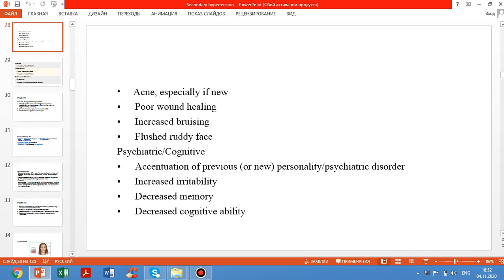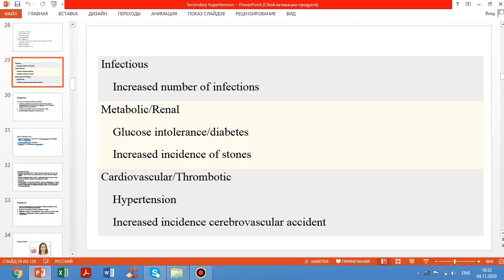Psychiatric and cognitive changes: accentuation of previous personality, psychiatric disorder, increased irritability, decreased memory, decreased cognitive ability. Infectious: increased number of infections. Metabolic and renal changes: glucose intolerance and diabetes, increased incidence of stones. Cardiovascular and thrombotic changes: hypertension, increased incidence of cerebrovascular accidents.